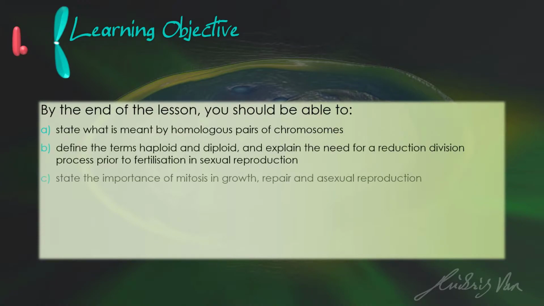So by the end of this lesson, you should be able to state what is meant by homologous pair of chromosomes, define the term haploid, diploid, and explain the need for a reduction division process prior to fertilization in sexual reproduction. And lastly, you need to state that mitosis is important for growth and repair as well as asexual reproduction.